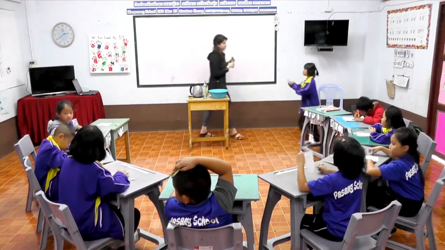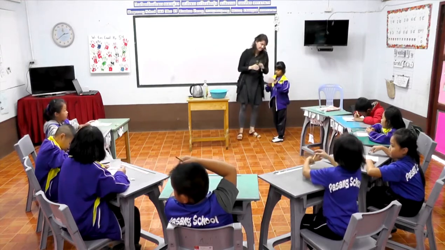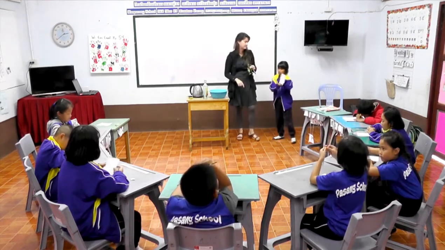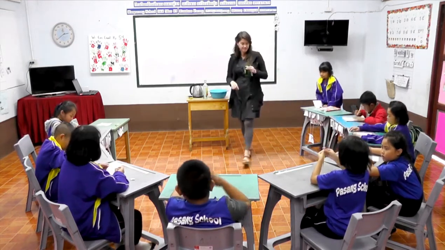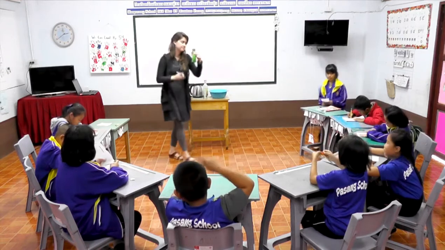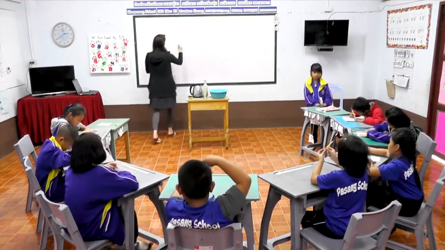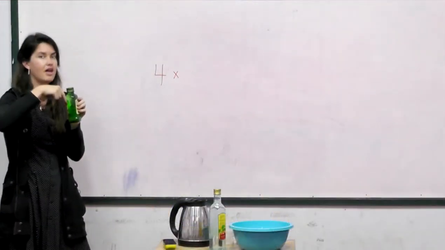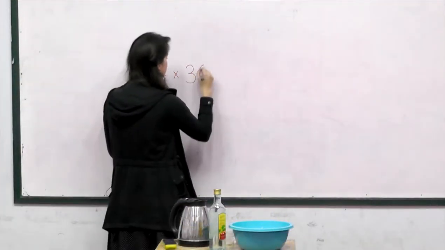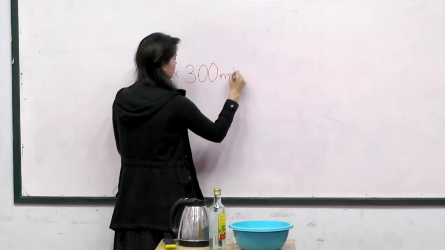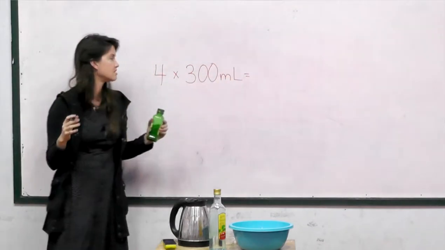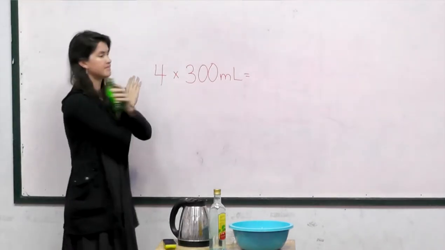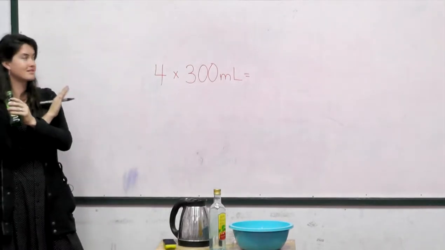What do you think? Yep. Right there, teacher. 4 bottles times 300 milliliters. You got it. So we've got 4 bottles, right? 4 bottles times how many milliliters inside each bottle? 300. What's our total? 400. We're going to do times.